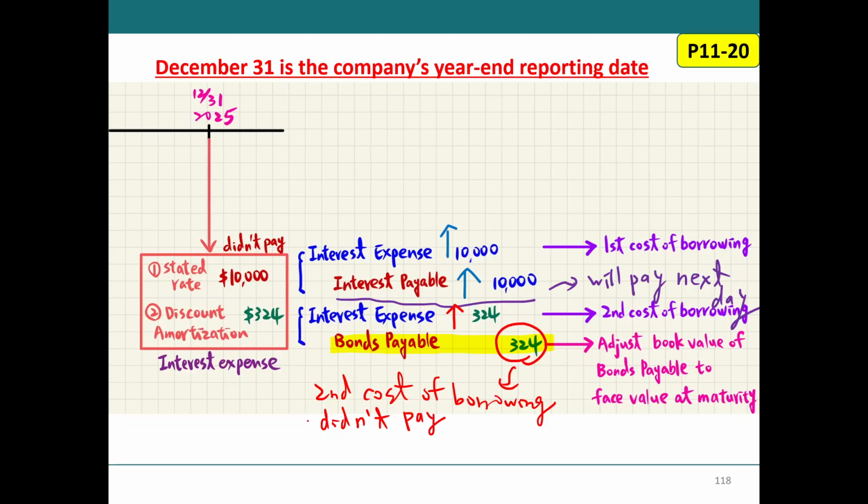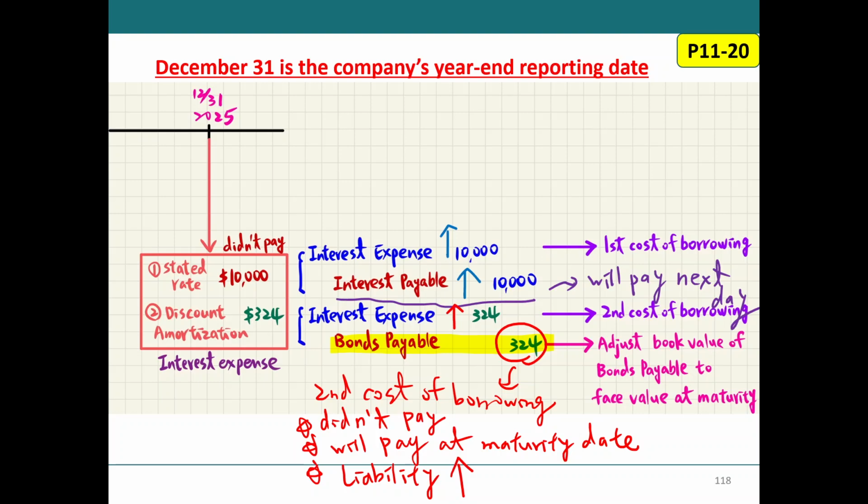Okay? So when you will pay at the maturity date. Okay? So that's why your liability increase. Any questions? So credit, you have to use bonds payable because that means your liability increase. Any questions?